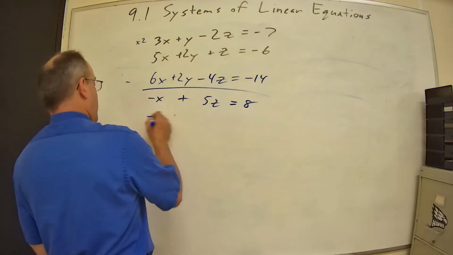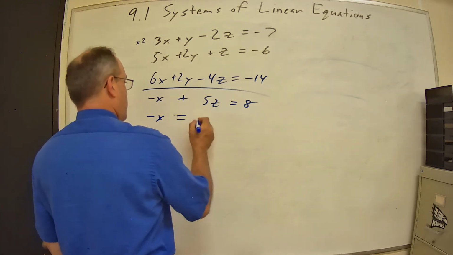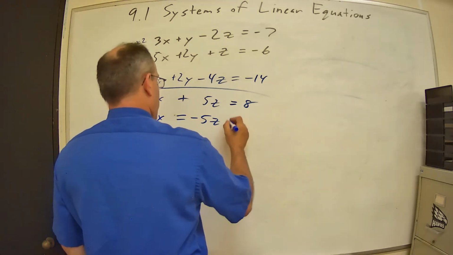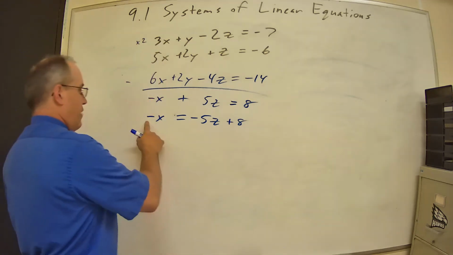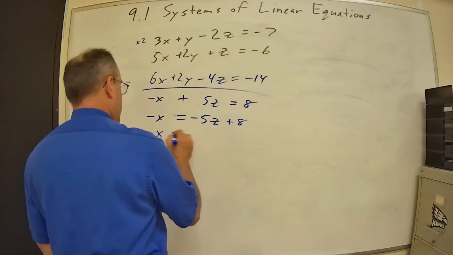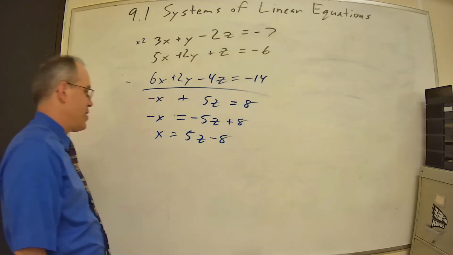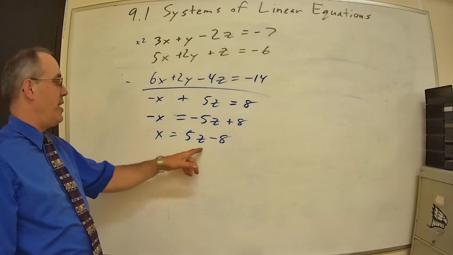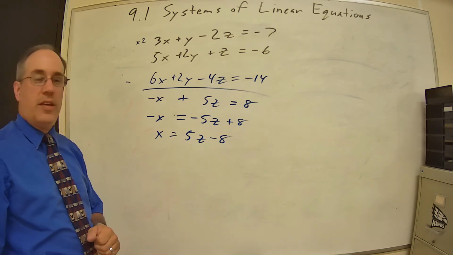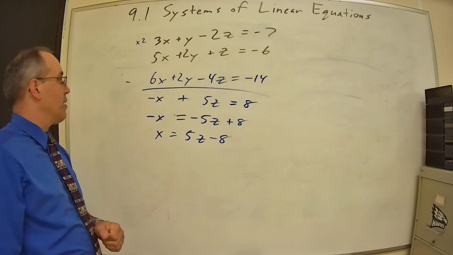So I can say negative x is equal to negative 5z plus 8. Divide both sides by negative 1. x is equal to 5z minus 8. So I now have x in terms of z. Well, that's good.